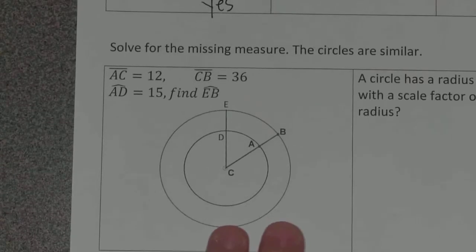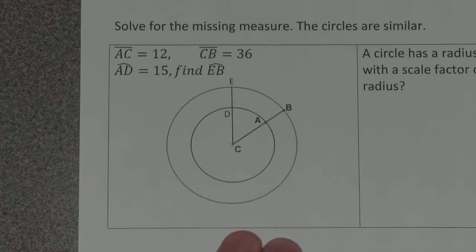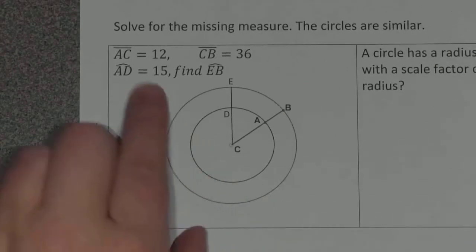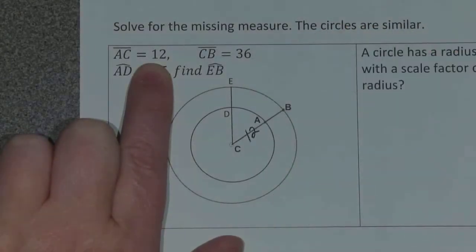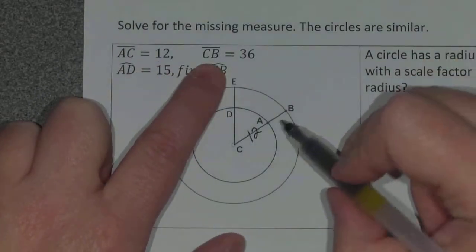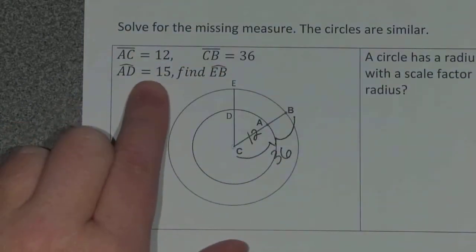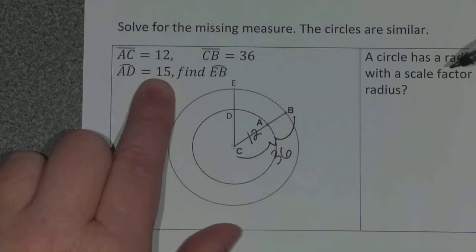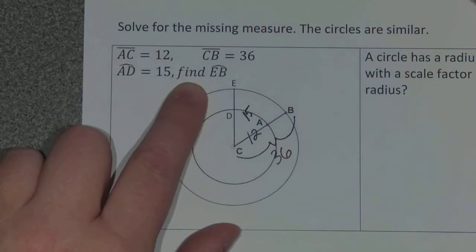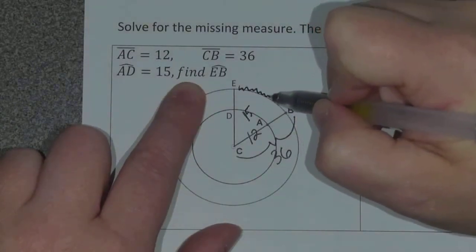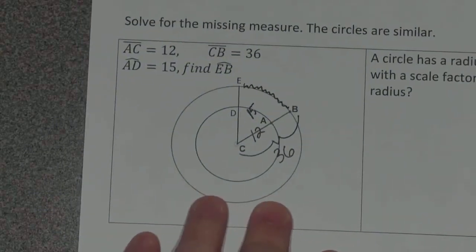All right, next one says solve for the missing measure. And then it says that the circles are similar. Well, we already know circles are similar. We already talked about that. But AC equals 12. So from A to C is 12. It says BC, so the whole length is 36. Then it says AD's arc is 15. Find EB. So I'm looking for this right here. Okay. Does anybody have an idea of how we can do that?